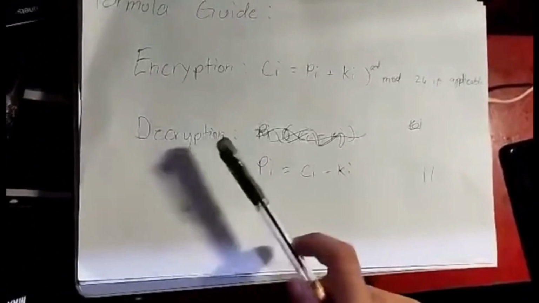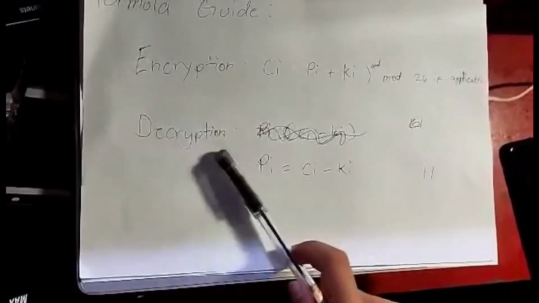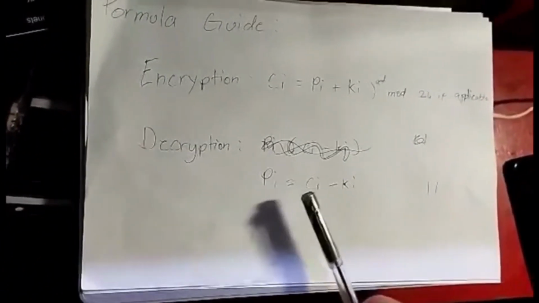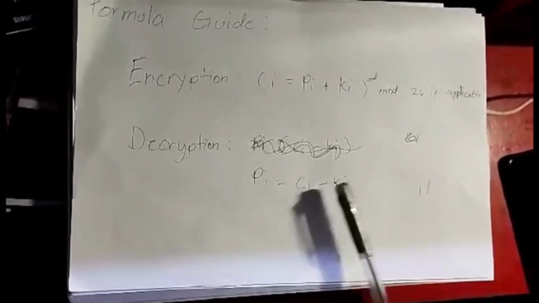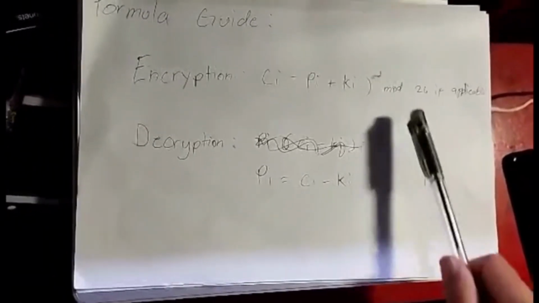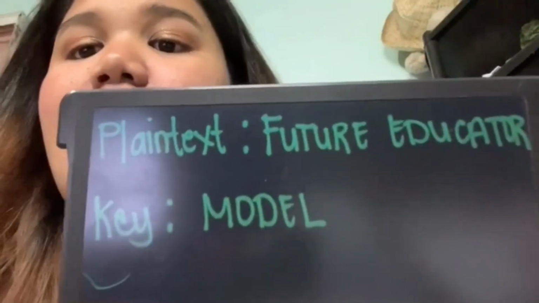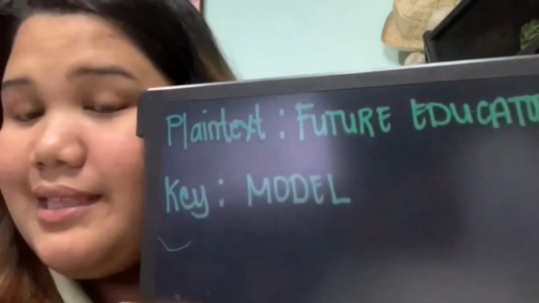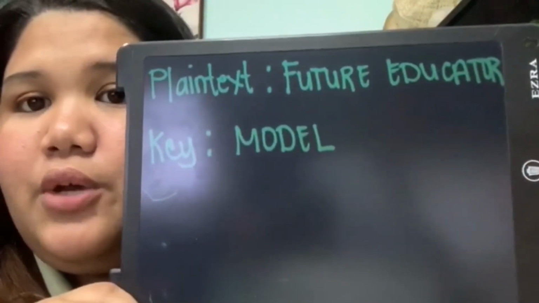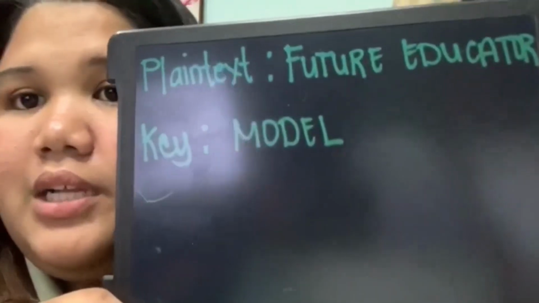And the last one, decryption. So the formula guide for decryption is PI is equals to CI minus KI, and mod 26 if applicable for decryption. So now we will proceed to our example. So our sample word here is future educator, and it will serve as our plain text. And for our keyword, we have the word model.